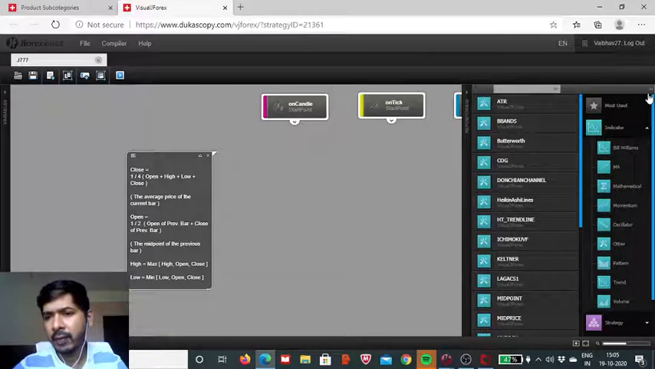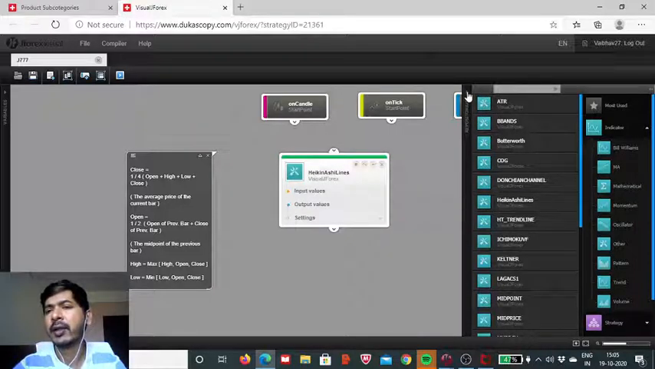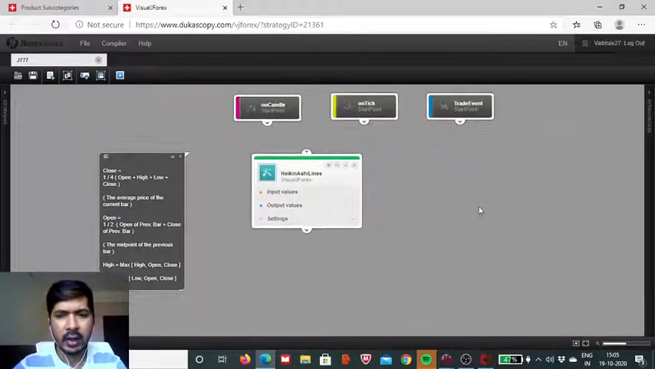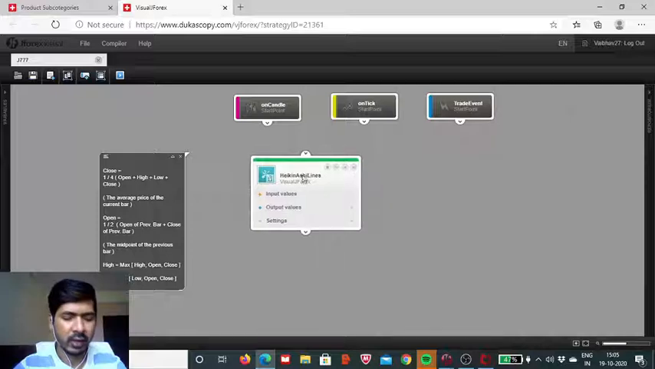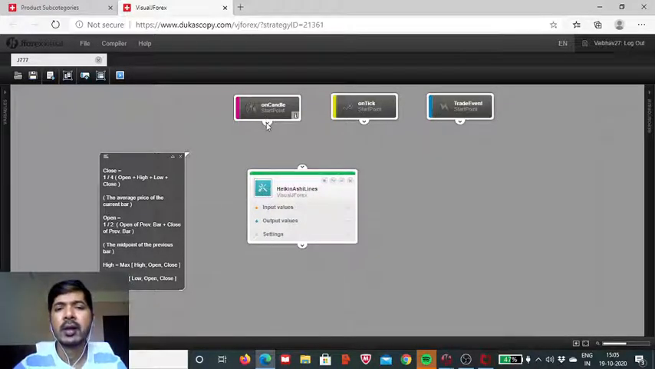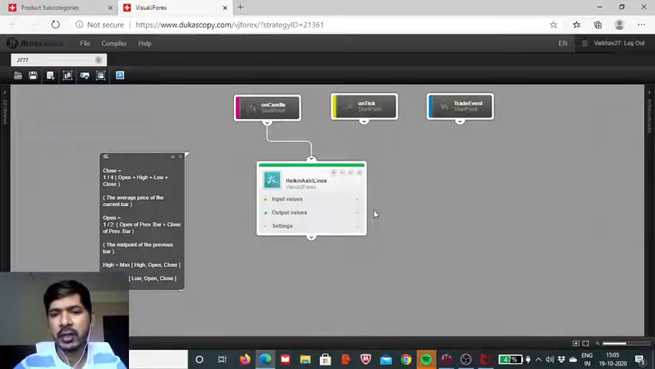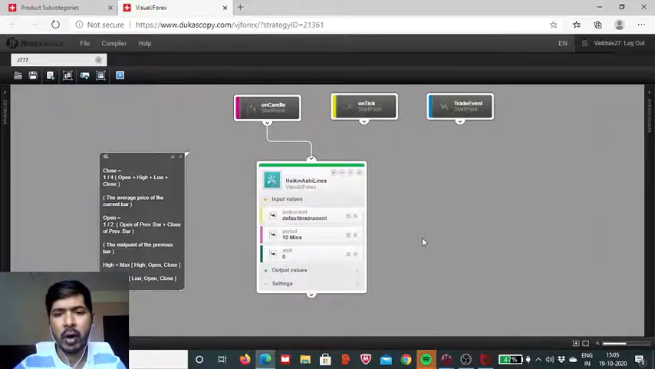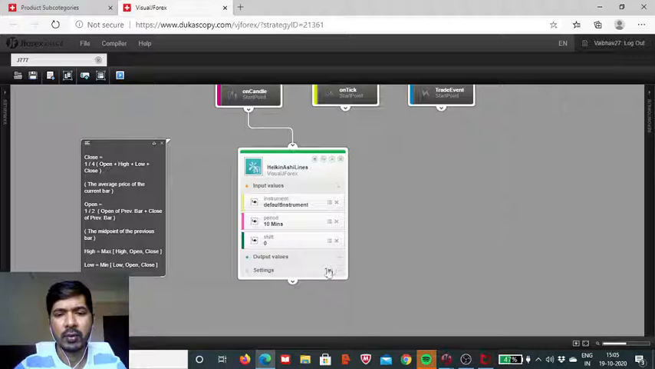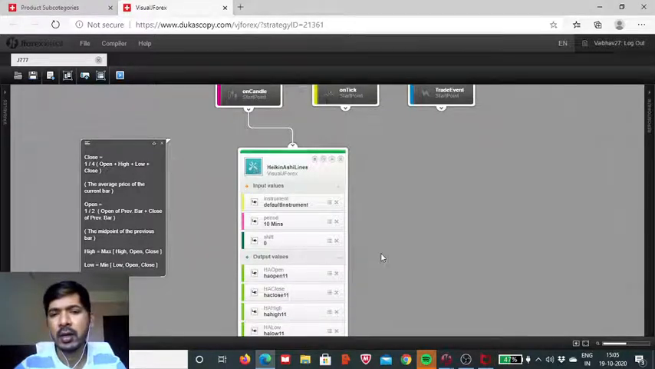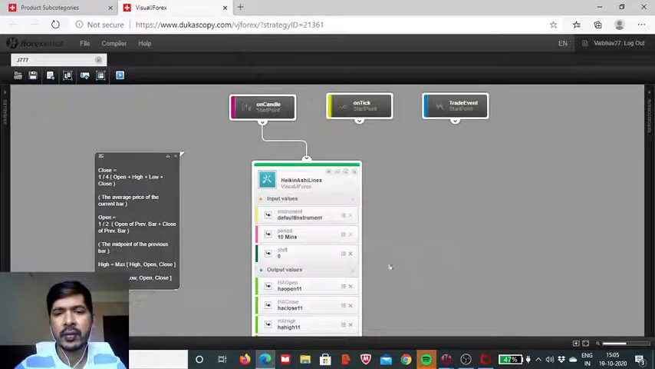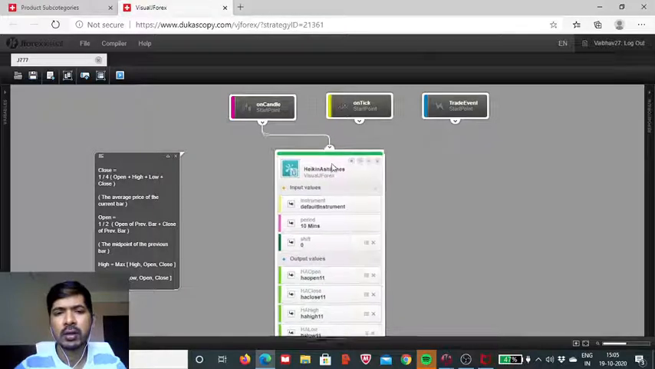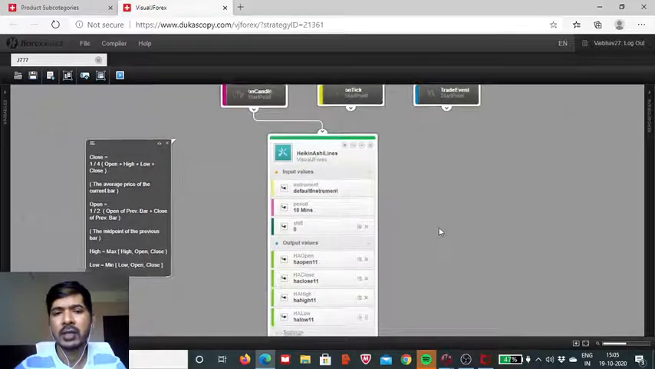Now we will add the Heikin Ashi line indicator to this Visual JForex board developed by Dukascopy Bank SA, and it makes life a lot easier for us as we can rely on the algorithm developed using this platform to trade on our behalf day in, day out, 24 hours for 5 days a week. And this is the indicator block for the Heikin Ashi.